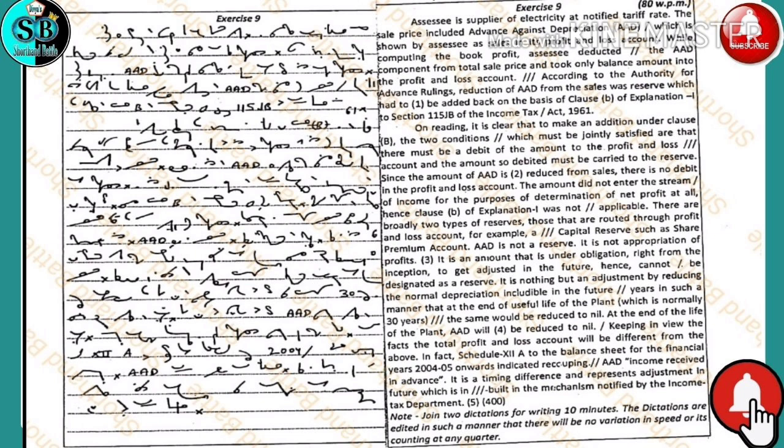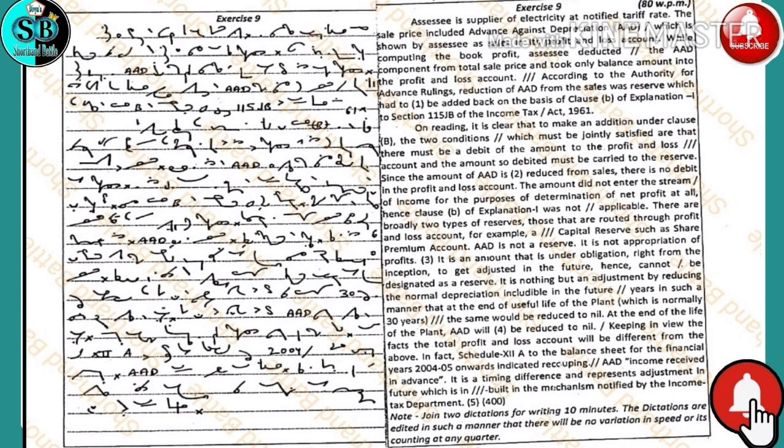According to the Authority for Advance Rulings, reduction of AAD from the sales was reserve which had to be added back on the basis of Clause B of Explanation 1 to Section 115JB of the Income Tax Act 1961. On reading, it is clear that to make an addition under Clause B, the two conditions which must be jointly satisfied are that there must be a debit of the amount to the profit and loss account and the amount so debited must be carried to the reserve.